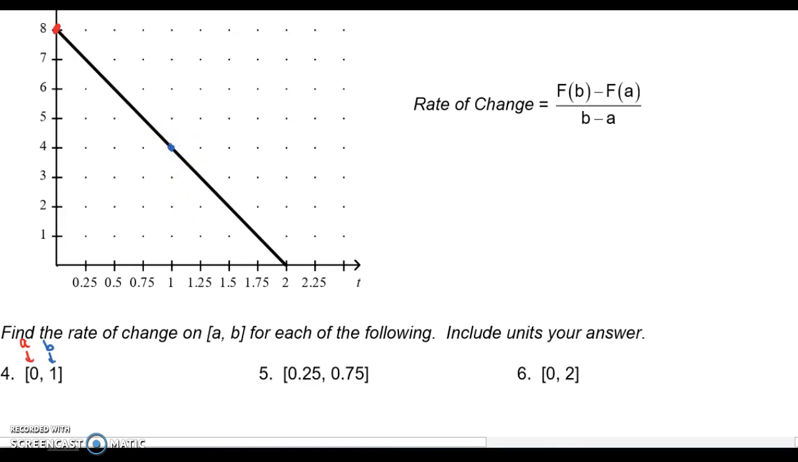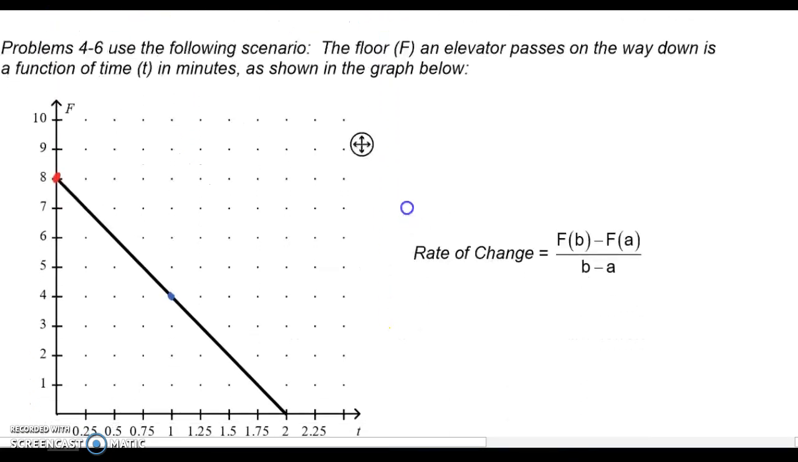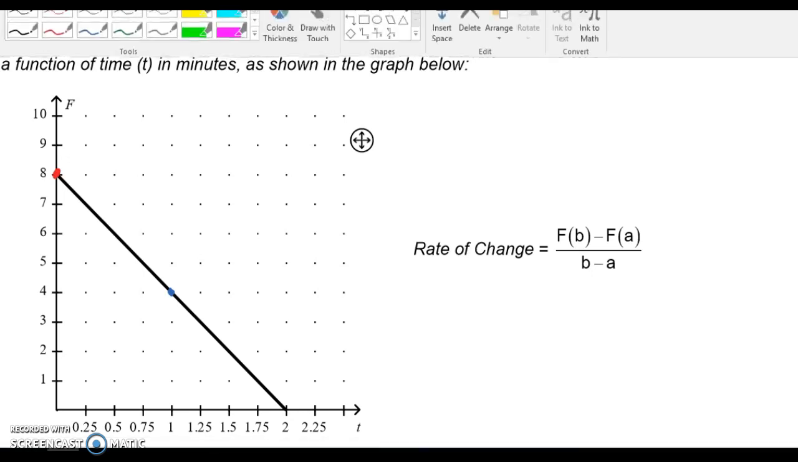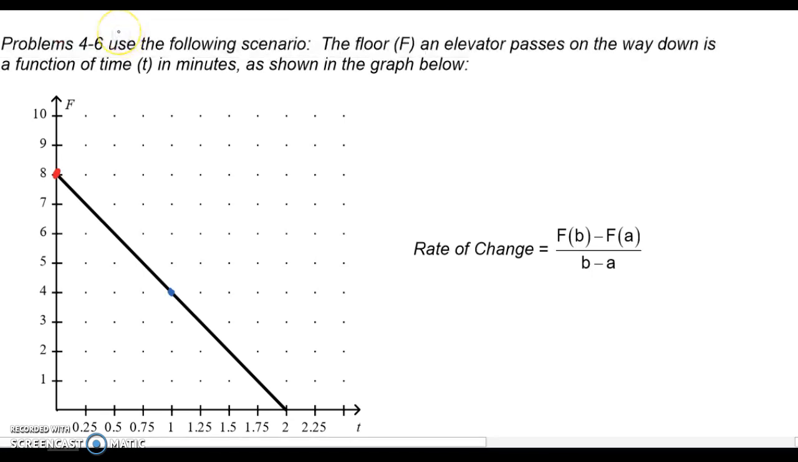So what we're asked to do is find the rate of change. Now, this is the elevator, basically, passing a certain number of floors. What that means is initially we're on the 8th floor, and after 1 minute, we're down to the 4th floor. So we want to find this as a rate of change. It looks like it's a decreasing line, so we know we should have a negative answer. So going from this height down to this height, this is a -4.